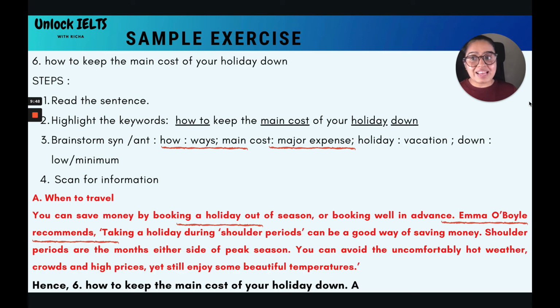And now comes our next sentence, which says how to keep the main cost of your holiday down. We need to read the sentence, we need to highlight the keywords, we need to brainstorm all the synonyms, and lastly, we need to scan for the information. On the basis of the keywords, how to, main cost, holiday, I have picked up paragraph A. The first line of the paragraph says, you can save money by booking a holiday out of season or booking well in advance. So clearly, our sixth sentence is the paraphrased version of the information given in paragraph A. Hence, the answer for the sixth sentence is capital A.